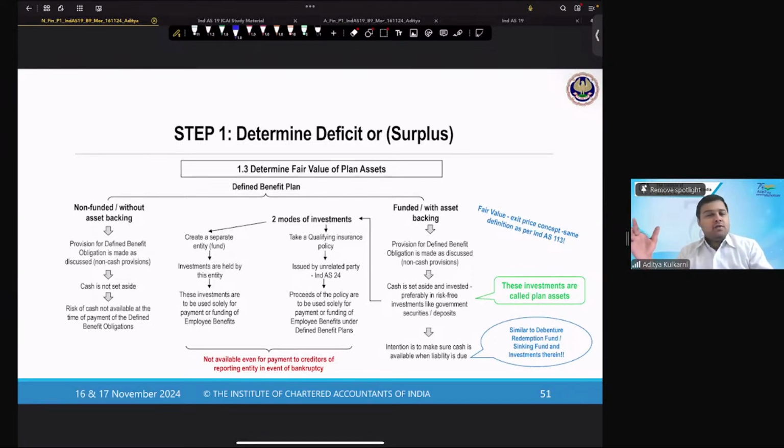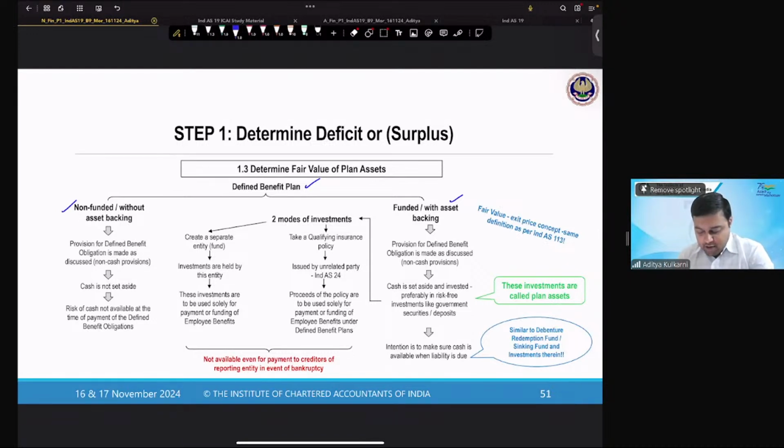You have to pay the gratuity, pension, whatever is there. The question is, where is the cash? And this is where the importance of having a funded obligation is going to help you. Basically, what we talk about is setting aside the cash. So when I talk about my defined benefit plan, they broadly fall under two categories. One is non-funded, that is without any asset backing. The other is a funded plan, or the one with an asset backing. So non-funded plan is what we saw yesterday.